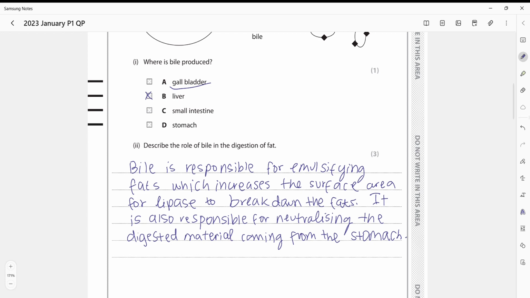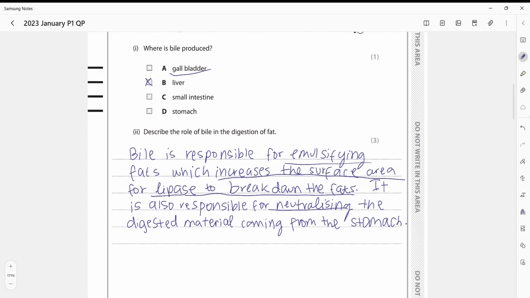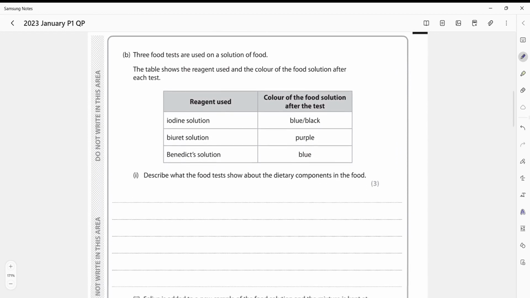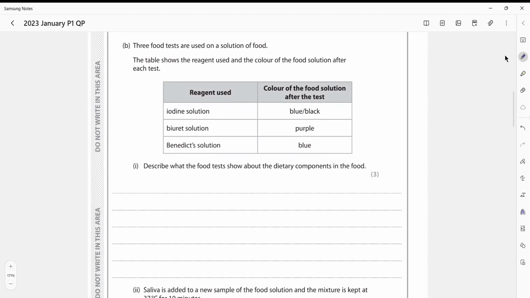Okay, so let's look at the mark breakdown. So 1 mark for emulsifying, 1 mark for increase the surface area, another mark for lipases to break down the fats, and another mark for neutralizing the digested material, neutralizing the pH. Okay, so that's 4 marks. Let's move on to part B.